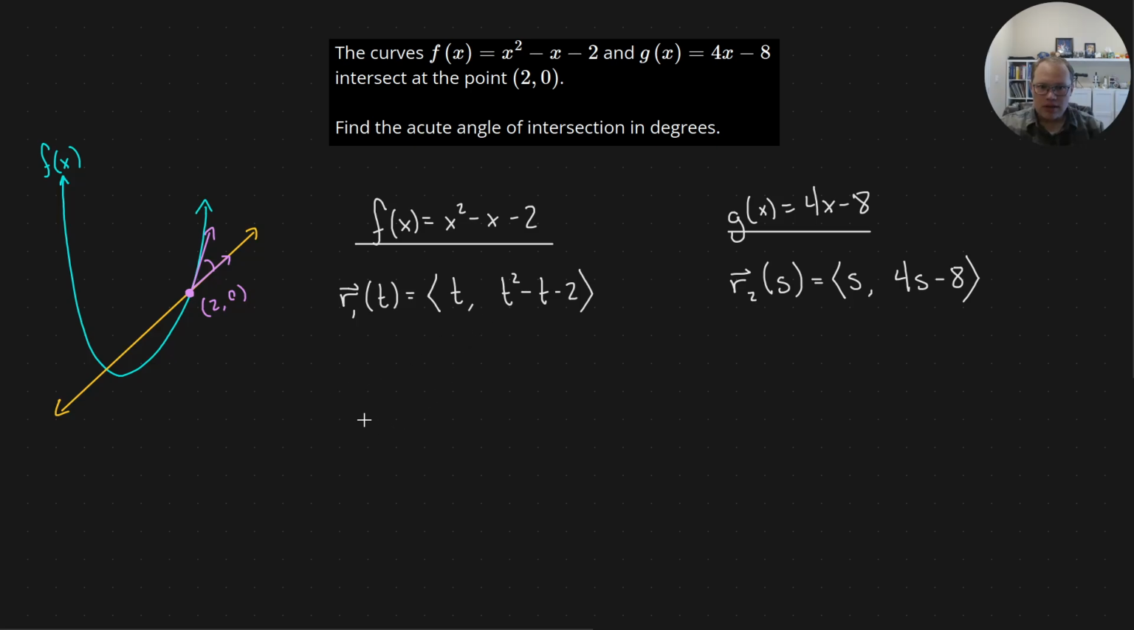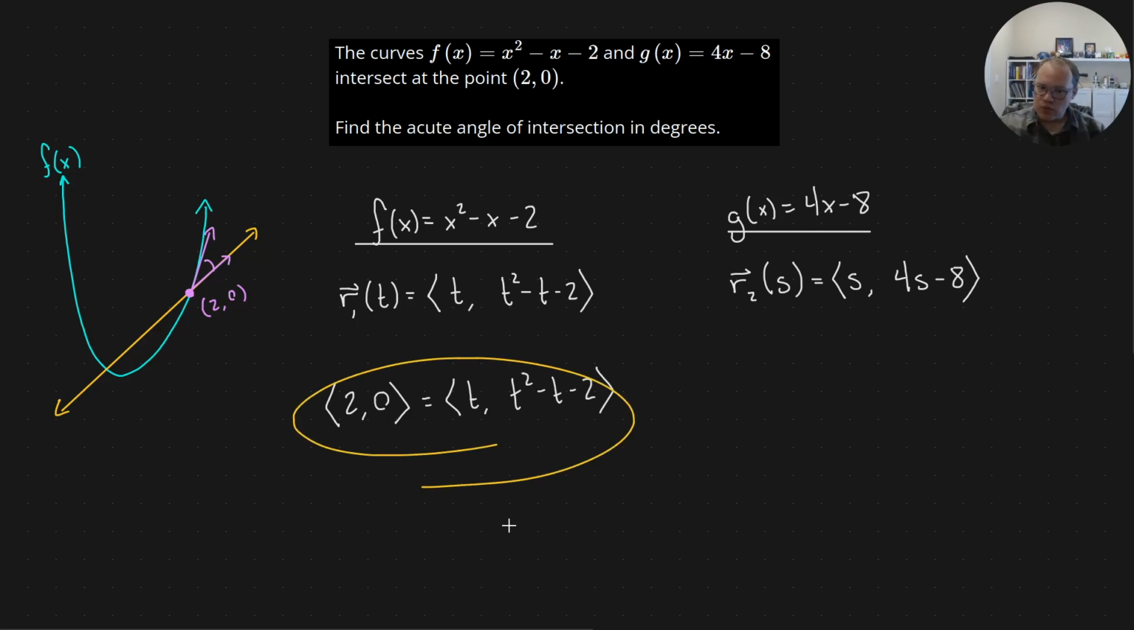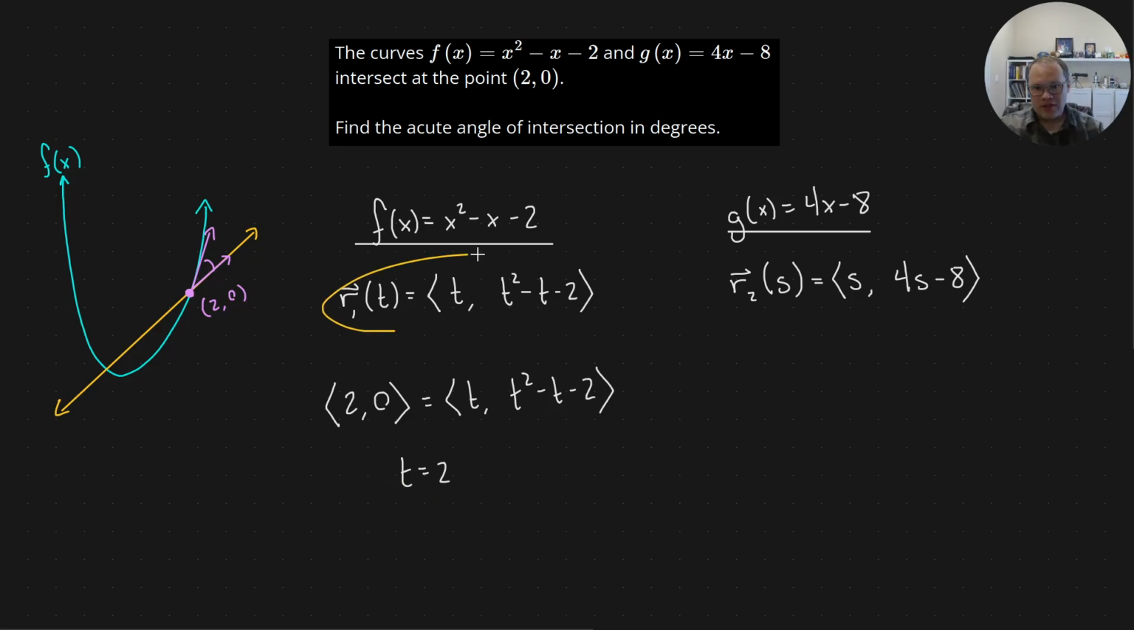So I'm going to set this equal to 2, 0. And this is real easy to calculate. The only way this is going to work is if this component and this component are equal, so t has to be 2. And if you want to test that it works here, 2 squared is 4, minus 2, it is 0. So this function hits the point 2, 0, the point of intersection, when t is 2.